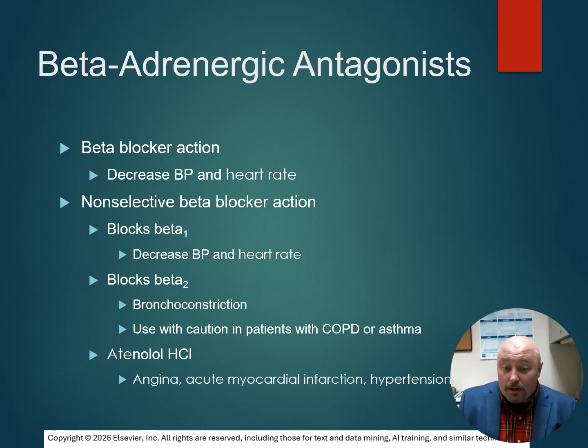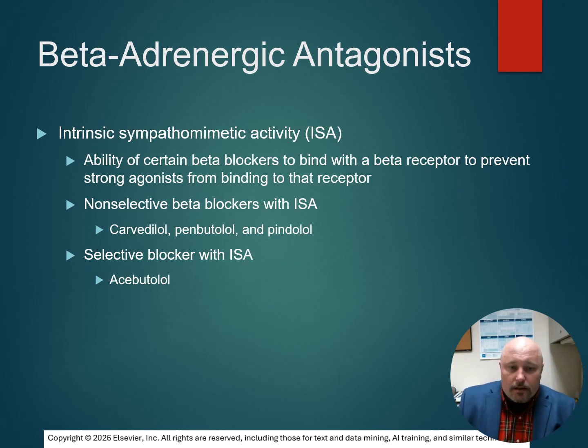Beta blockers are contraindicated for patients with asthma because, again, they cause bronchoconstriction. With asthma, this patient's already at an increased risk of bronchoconstriction. The ability of certain beta blockers to bind with a beta receptor prevents strong agonists from binding with that receptor. And there are also non-selective beta blockers like carvedilol or selective beta blockers like acebutolol.